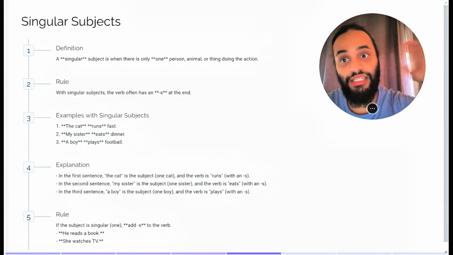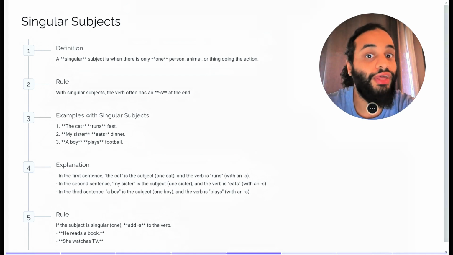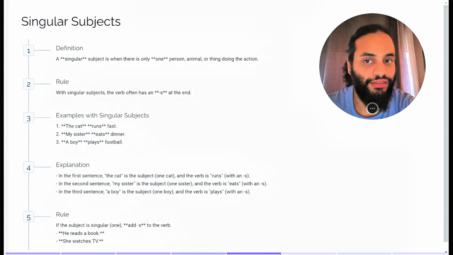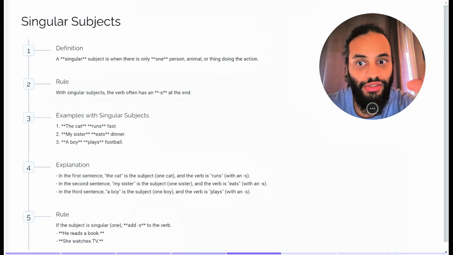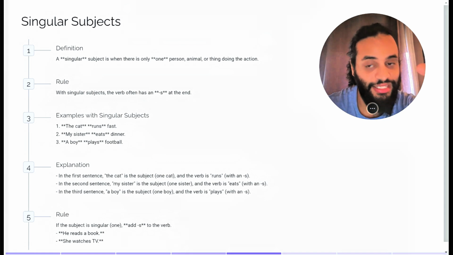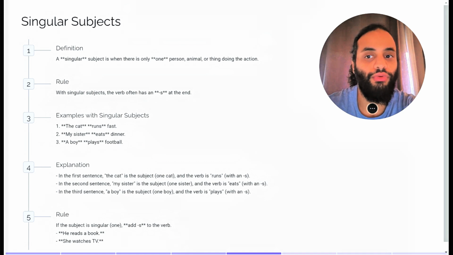Okay, so a singular subject is when there is only one person or animal or thing doing the action. So an important rule, with singular subjects, the verb often has an S at the end. So you always add the S, okay? So for example, you would say, the cat, which is singular, runs. There's an S at the end of the verb. My sister eats. There's an S at the end of the verb. A boy plays football or eats dinner, plays football. There's an S at the end.